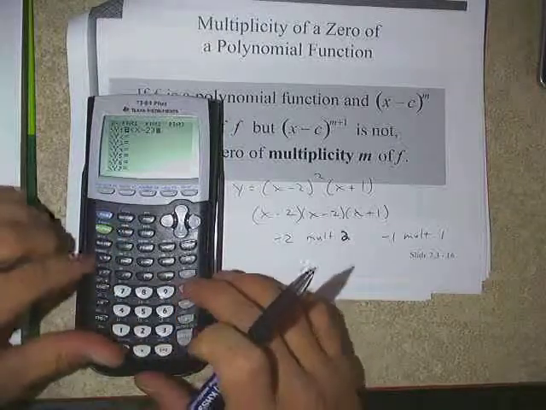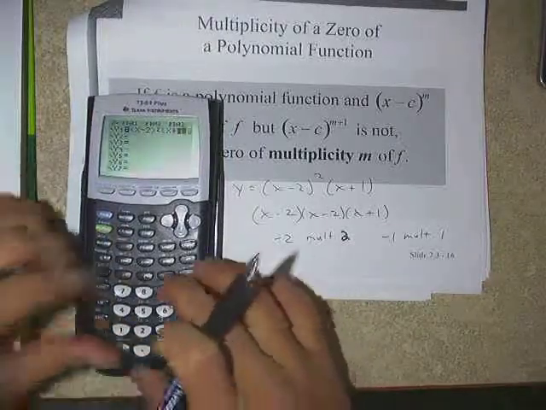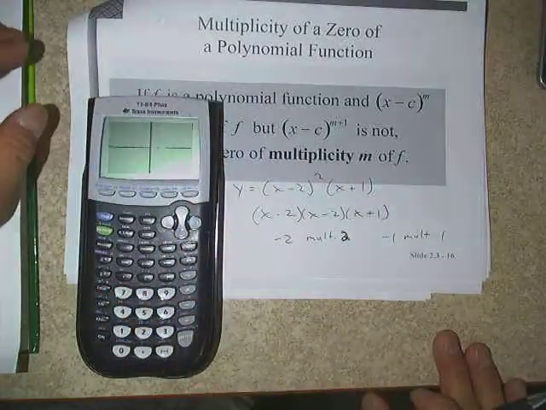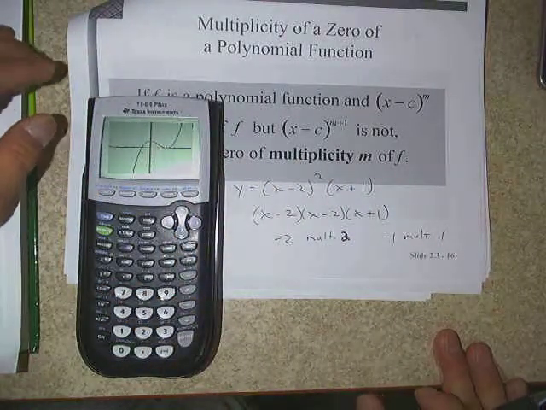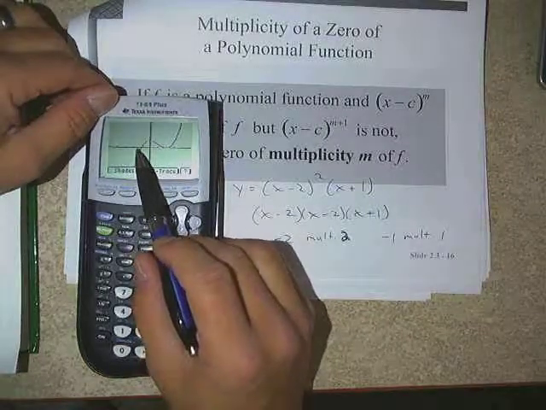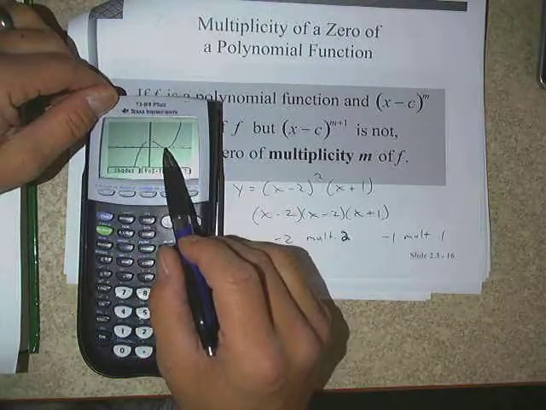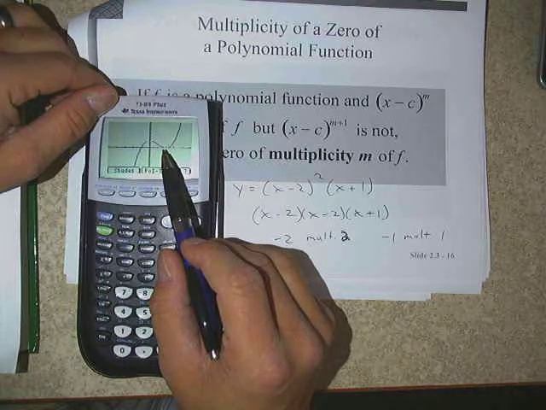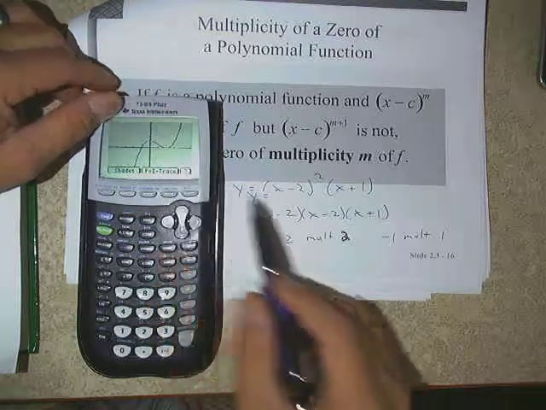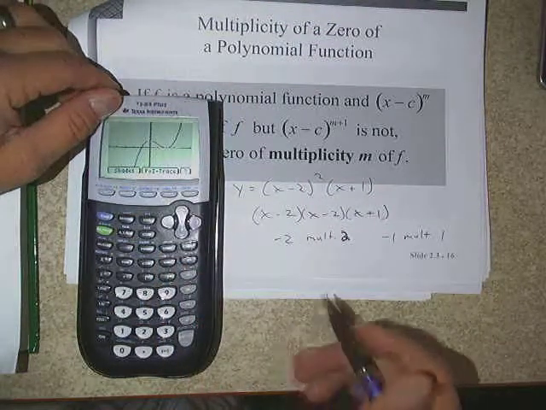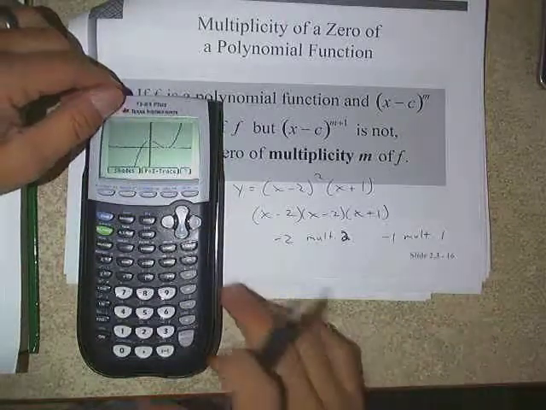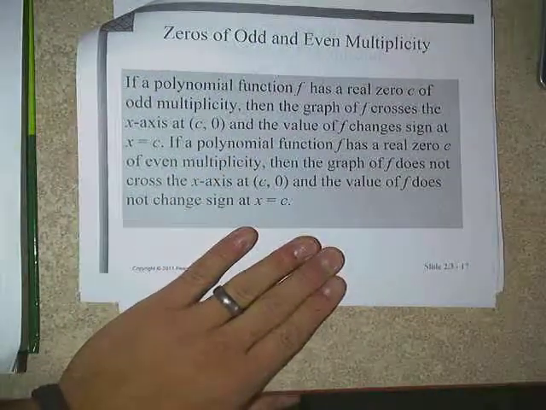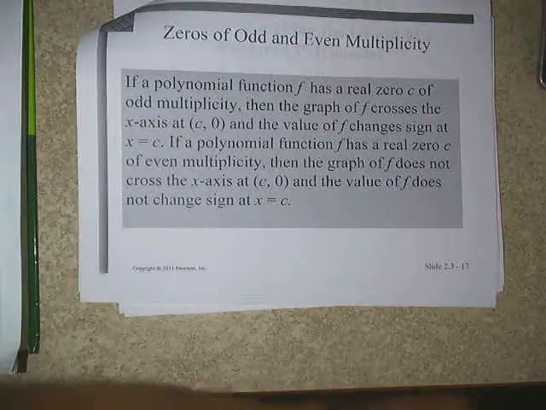Now, I want you to take a look at the graph of that equation. If I do x minus 2 squared times x plus 1, here's your negative 1, as I mentioned. Notice what's going on on the graph at 2. It just touches the axis and goes back up, doesn't it? Is that going to be the case always when we have multiplicity 2? Maybe. We've seen a couple cases so far where that's worked. Okay, let's carry on.